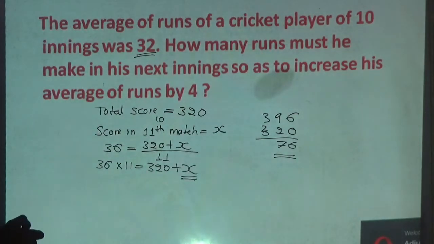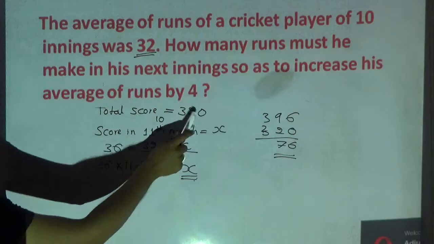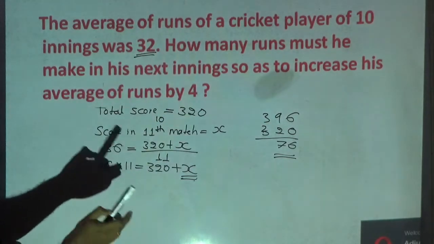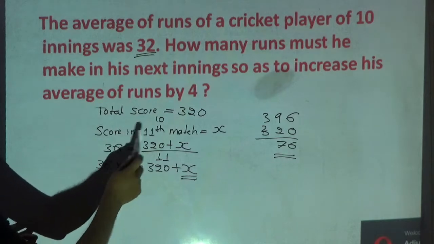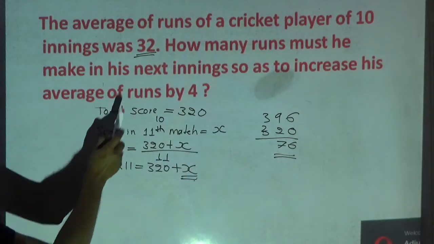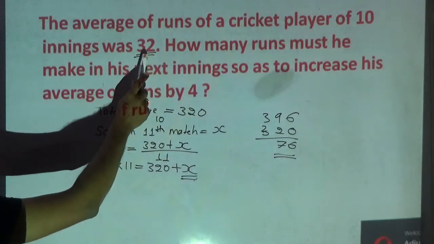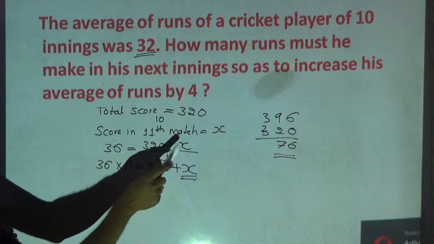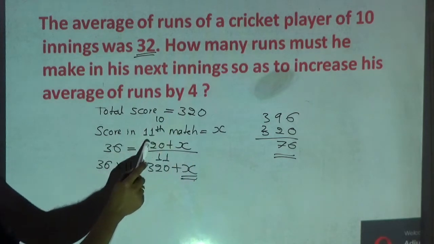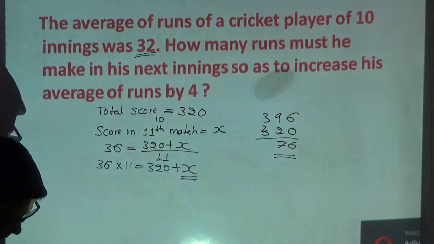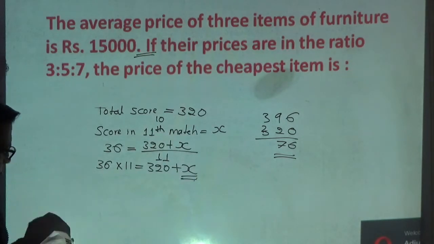Hope you understood. See here, the total score in 10 matches I have taken, I know that the average is 32, into 10 is 320. What is the score he scored in the 11th match? I don't know, I have taken it as x. But I know the average of 11 matches is 4 more than the old average, so that is 36. That is equal to the total score in all the 11 matches, 320 plus x, divided by 11. So I simplified, I got the answer as 76. That's it from this problem. I will go for the next problem now.